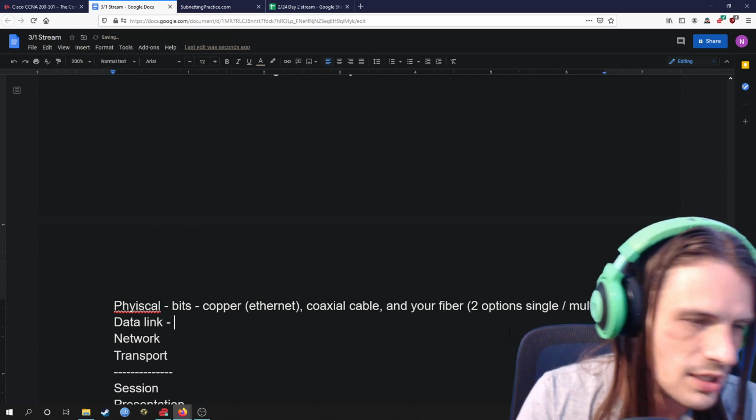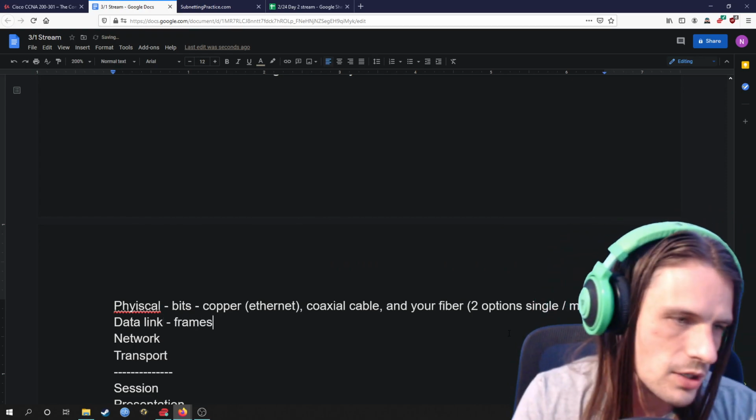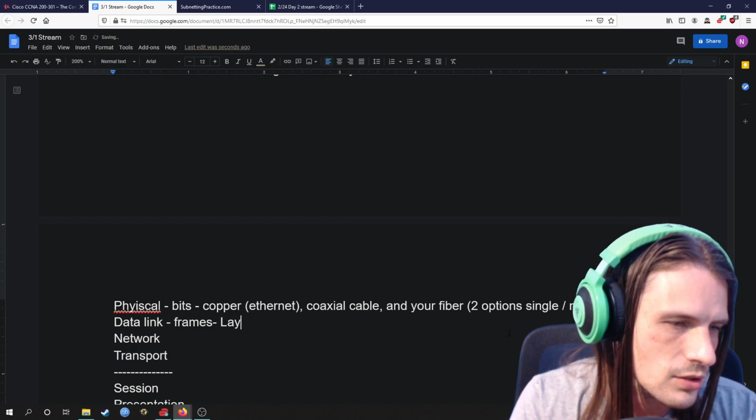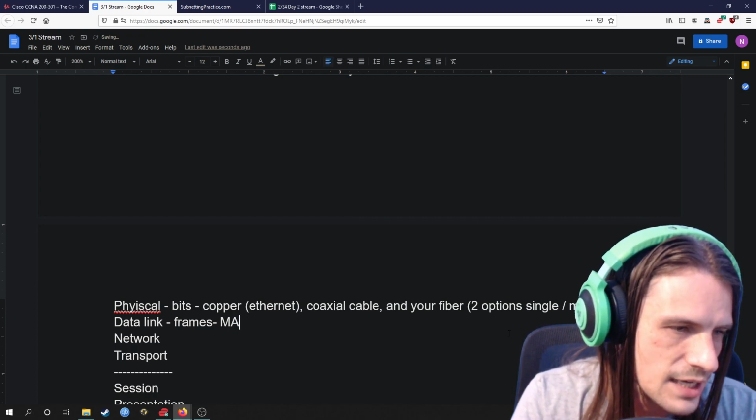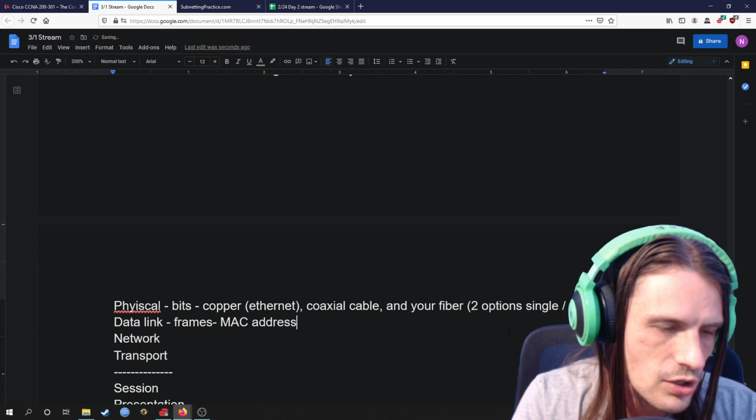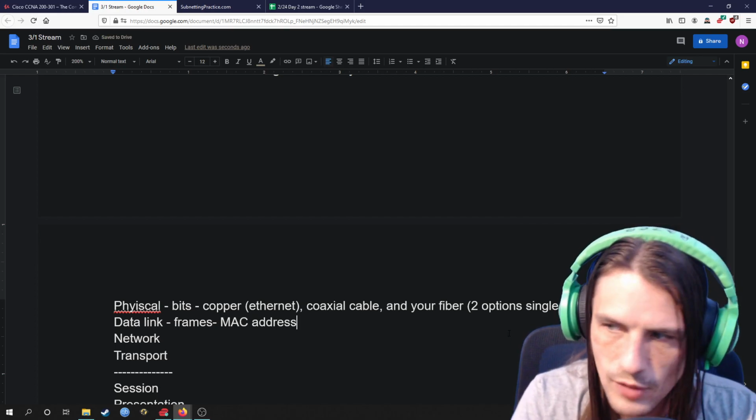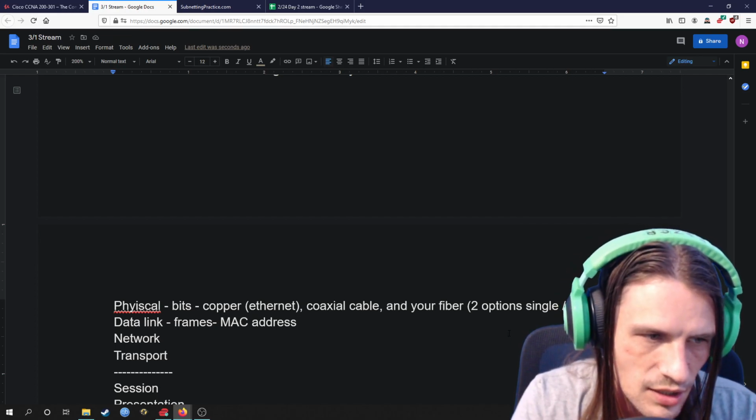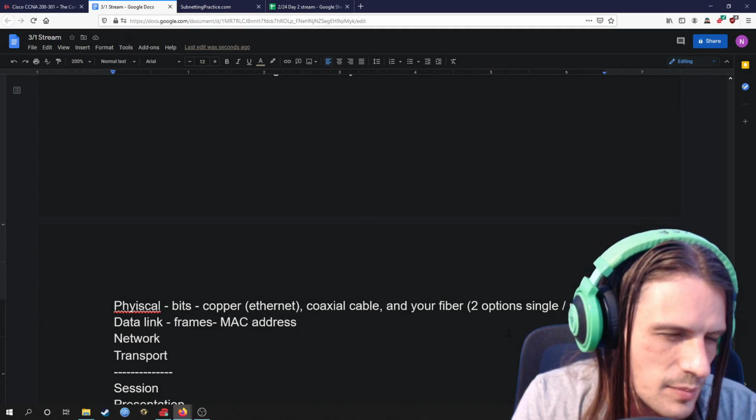Data link, which is going to come in over frames. We're going to call them frames. This is your layer 2, so MAC addresses are going to be your major routing. How you route information at layer 2 is based a lot on MAC addresses. It's based on frames.